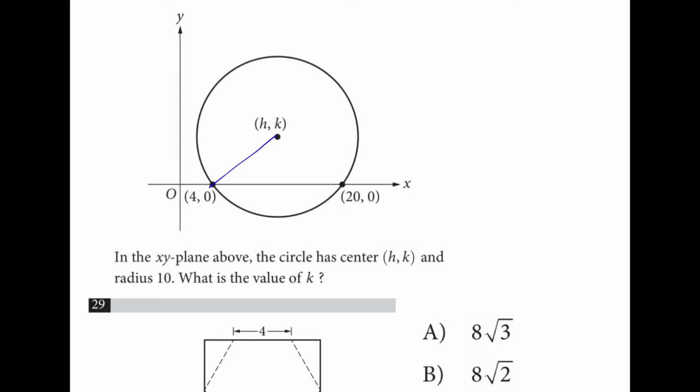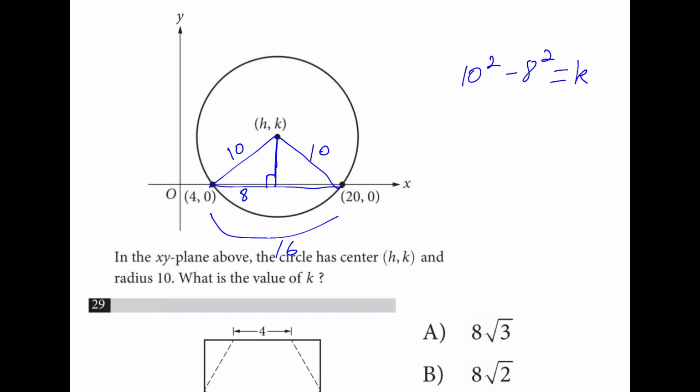Here we have a radius of 10, so that means that these two values are 10. I can turn this into some 90-degree angles. That'll cut this in half. I know that this distance all the way across from 4 to 20 is 16, so half of that is 8. So 10 squared minus 8 squared is equal to this height, k squared. 100 minus 64 is 36, is equal to k squared. 6 is equal to k.